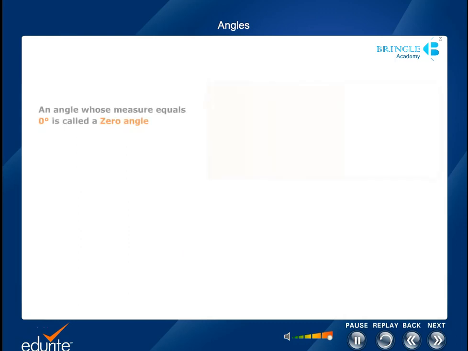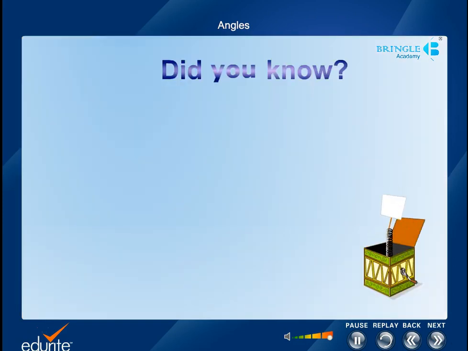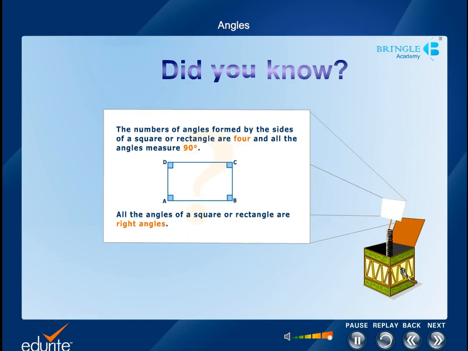An angle whose measure equals 0 degrees is called a zero angle. An angle whose measure equals 180 degrees is called a straight angle. The number of angles formed by the sides of a square or rectangle is 4, and all the angles measure 90 degrees. All the angles of a square or rectangle are right angles.